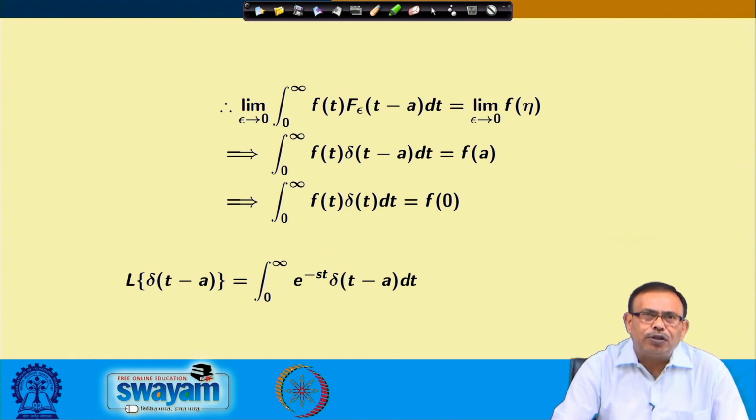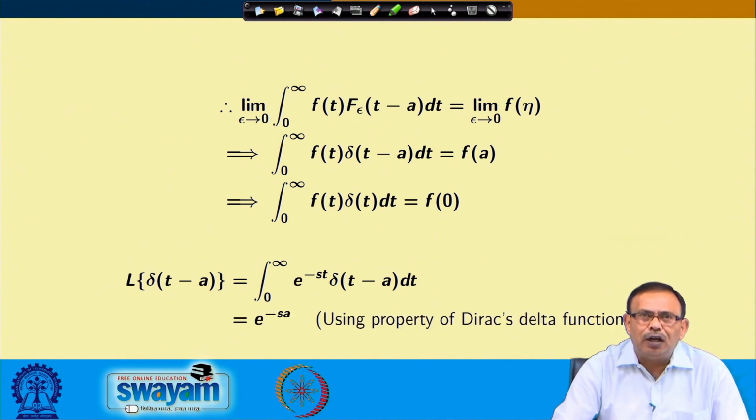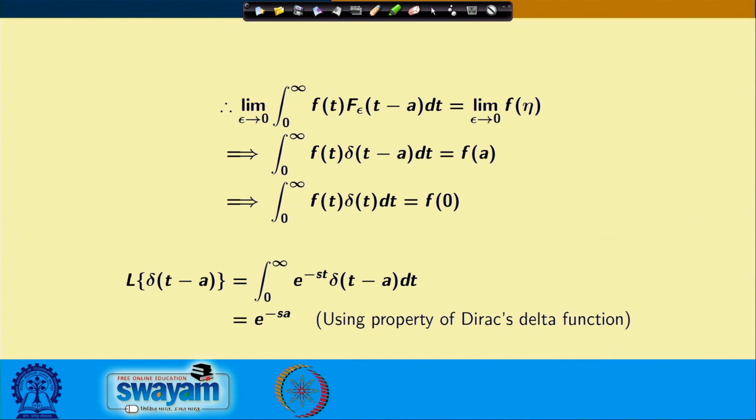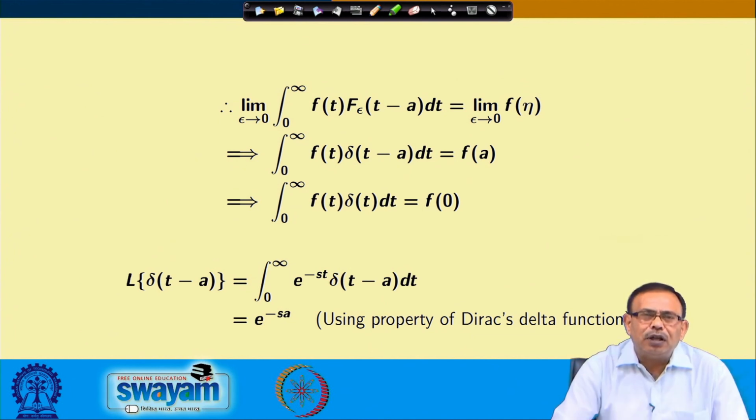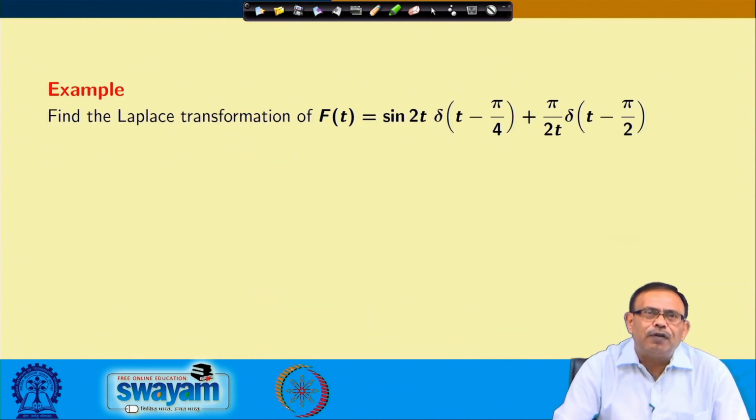the Laplace transform of delta(t minus a) is equal to the integral from 0 to infinity of e^(-st) into delta(t minus a), and from here, again using the property, I can say that this equals e^(-sa). So, the Laplace transform of delta(t) equals 1 by substituting the value a equals 0. As I told you, this is the Laplace transform of the Dirac delta function.